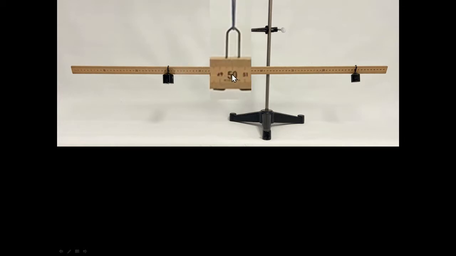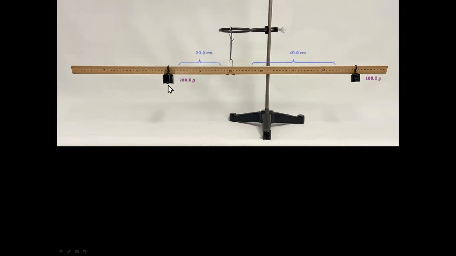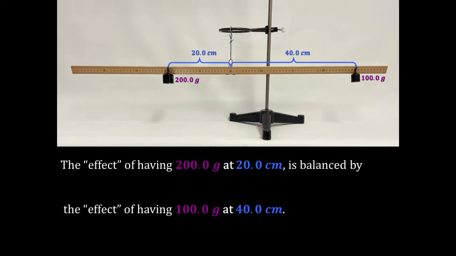And right here at the 50 centimeter mark, I drilled 2 holes through it and put a stiff wire hanging from a string there. And right here, I've got 200 grams at 20 centimeters from this pivot point, and I've got 100 grams over there at 40 centimeters from the pivot point. So the effect of having 200 grams at 20 centimeters is balanced by the effect of having 100 grams at 40 centimeters from the pivot.